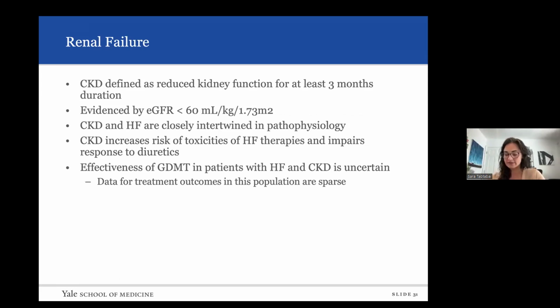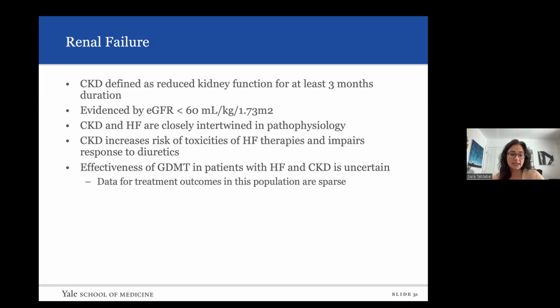Okay, and then in the last few minutes, I'll briefly talk about renal failure. Again, there's a whole body of literature devoted to renal failure and heart failure, but just some of the high points here. Chronic kidney disease is defined as reduced kidney function for at least 3 months duration and evidenced by an estimated GFR less than 60.